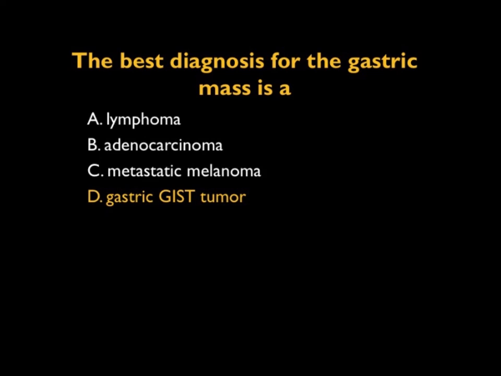70% occur in the stomach. Occasionally, they're intraluminal with ulcerations, but most commonly, they're exophytic. At times, it can be hard to determine whether they arise from or push against the stomach. This lesion is under 5 centimeters. Over 5 centimeters, these lesions are usually considered malignant. This would probably be in the borderline category.